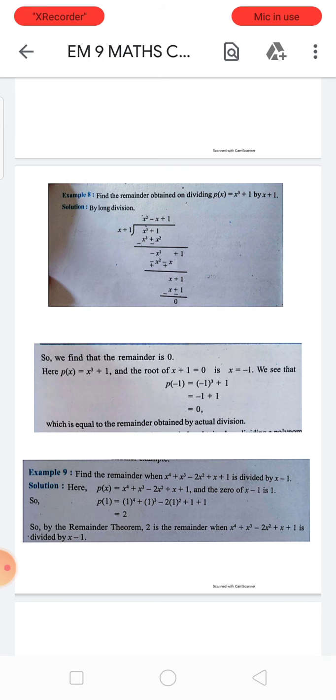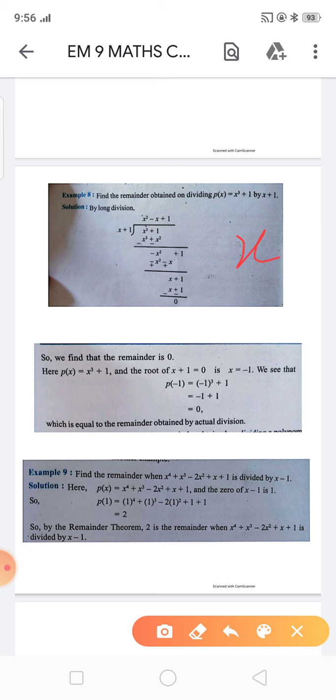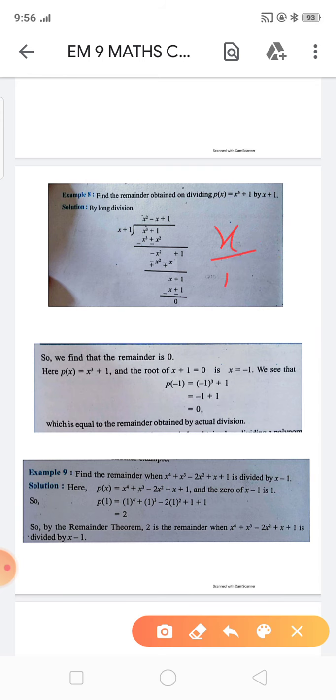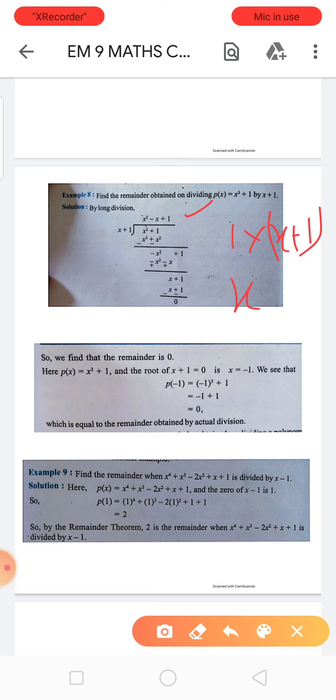So again we compare the first term of the dividend, which is x, and in the divisor it is again x. x divided by x means x raised to 1 minus 1, which is x raised to 0, and x raised to 0 means 1. So our last quotient constant term we write in our polynomial in plus form, so we write plus 1. Now multiplying 1 with our divisor x plus 1, we get the polynomial x plus 1 to subtract.